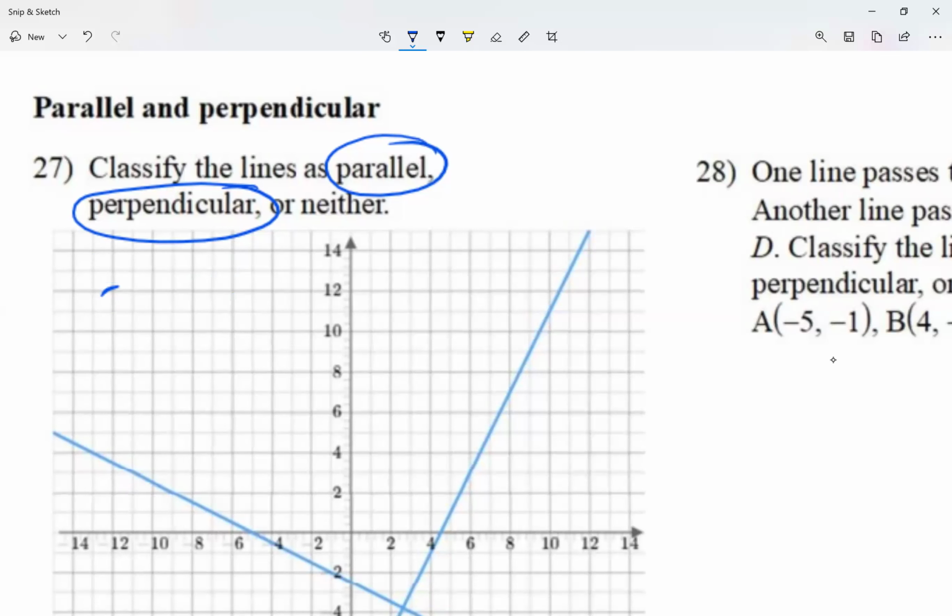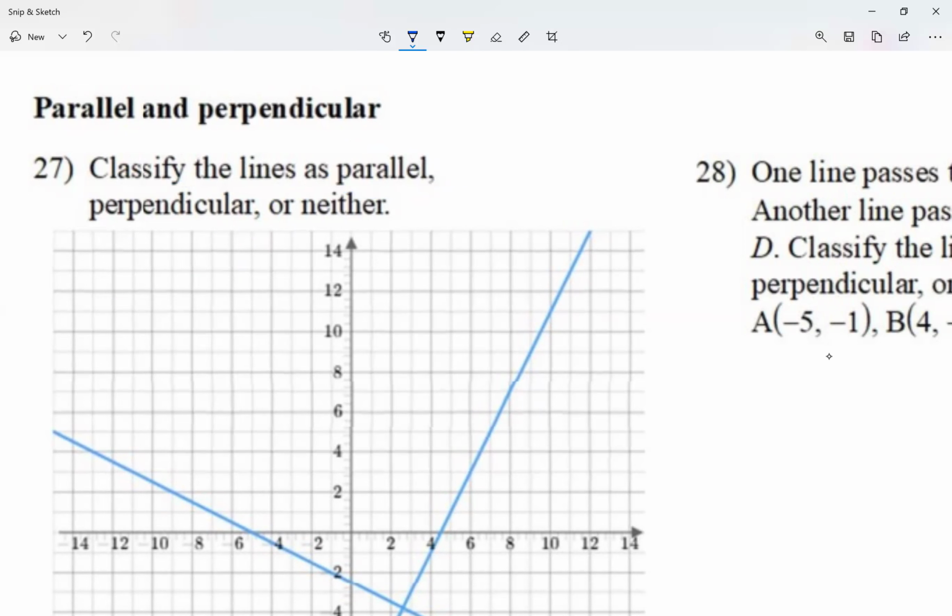Another example. Let's say I have the number negative 2. That's the slope of one line. Well, the slope of the other line is going to be positive 1/2, because 2 technically is 2 over 1. So flip it and it gives you 1/2. So parallel, same slope. Perpendicular, the slopes are negative reciprocals of each other. And then neither, well, is not parallel or perpendicular.